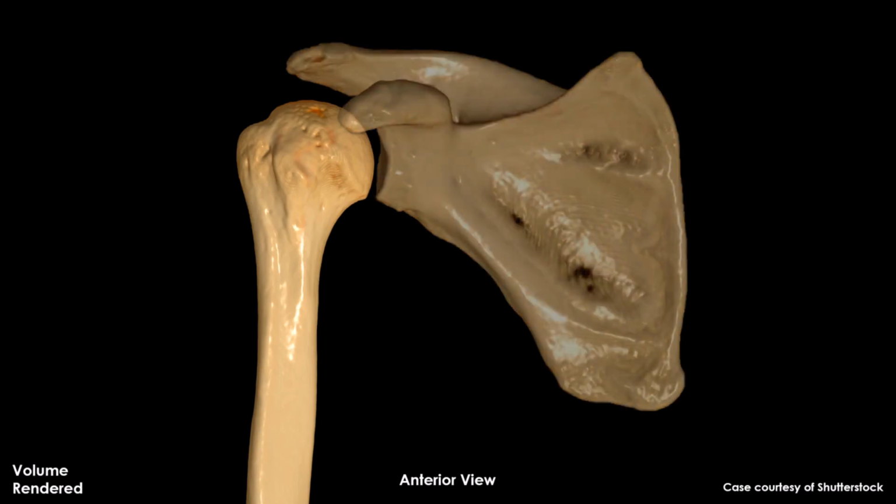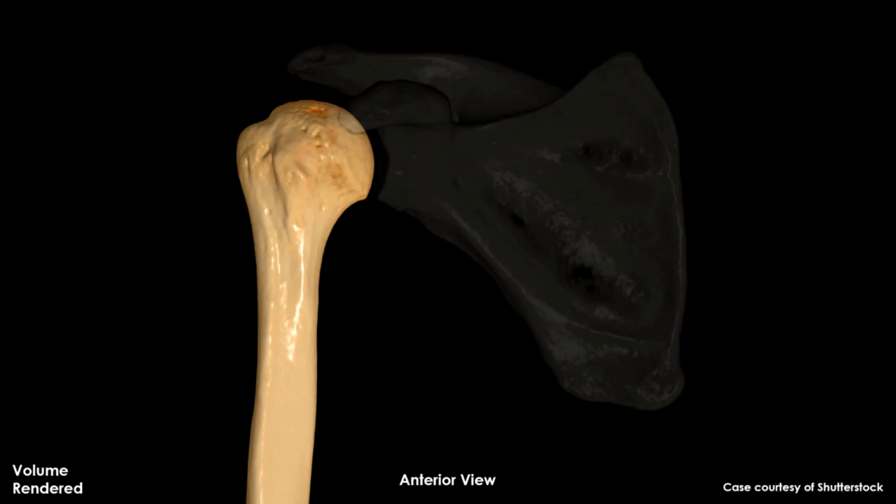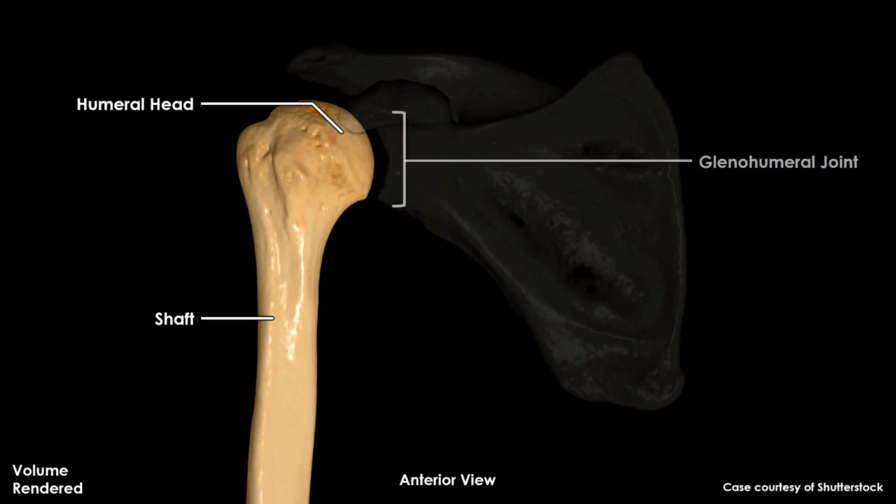Let's start with a review of the humerus. This volume rendered image is an anterior view of the right shoulder joint. Here we're looking at just the humerus. The most obvious and prominent feature of the humerus is the shaft, which extends from the shoulder joint down to the elbow. The medial surface of the proximal humerus contains the humeral head. This is the rounded surface that articulates with the scapula to form the glenohumeral joint.